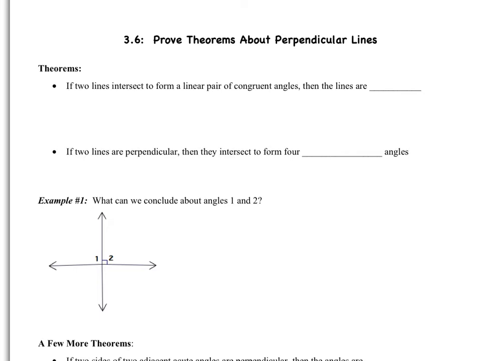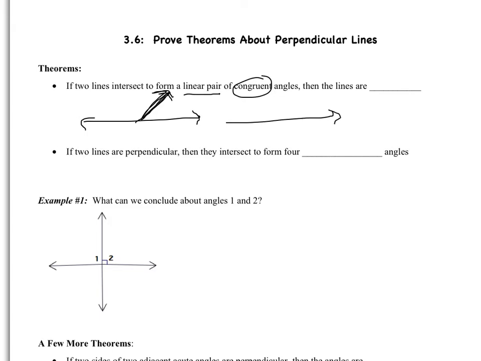So the first theorem: if two lines intersect to form a linear pair of congruent angles, then the lines are, well, we should probably review what a linear pair is. A linear pair is just angles that are adjacent, so they share a common side, and they also are supplementary. They form a 180-degree angle. Well, this time it tells us that the linear pair forms congruent angles.